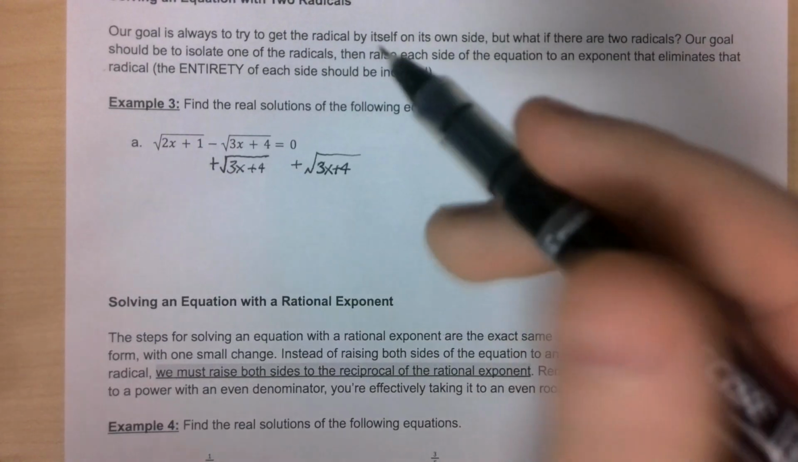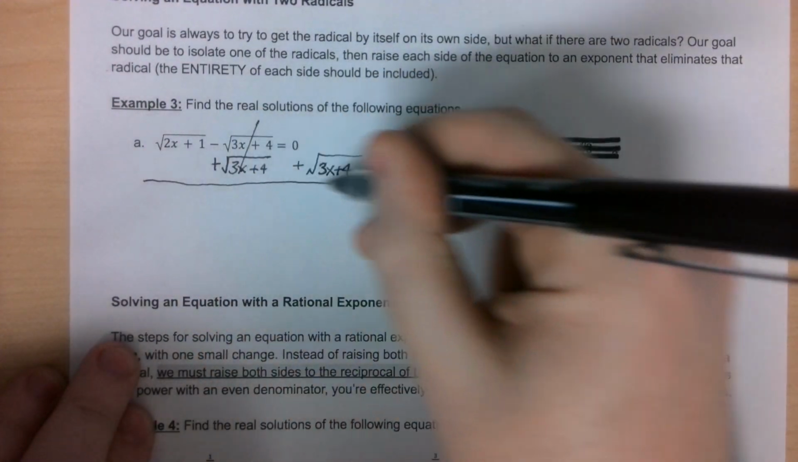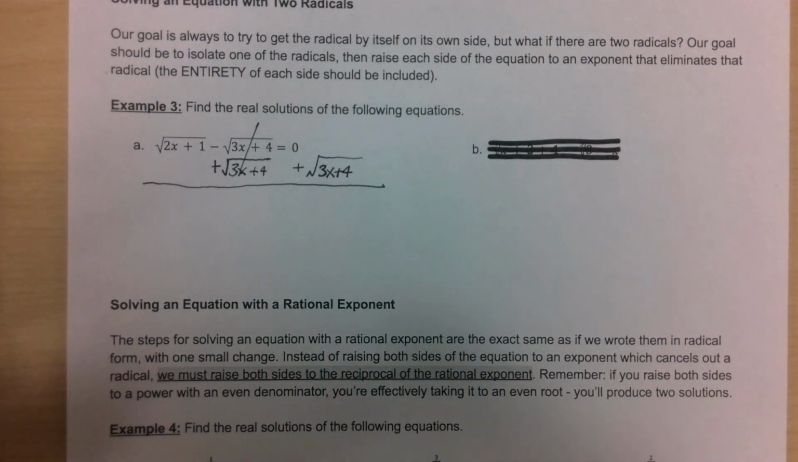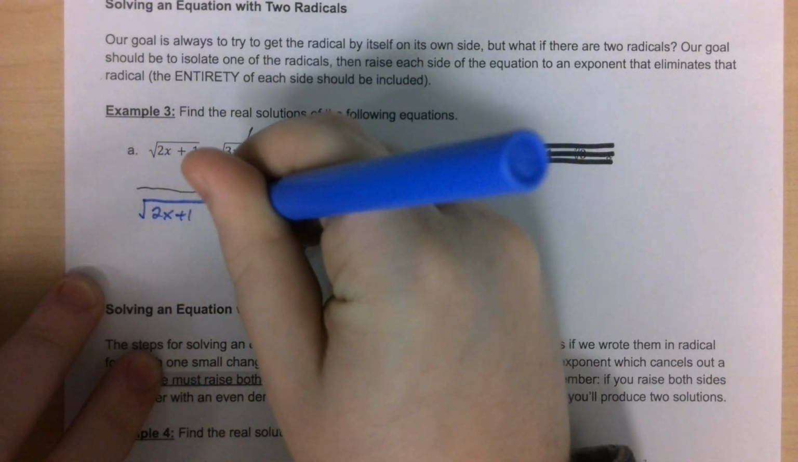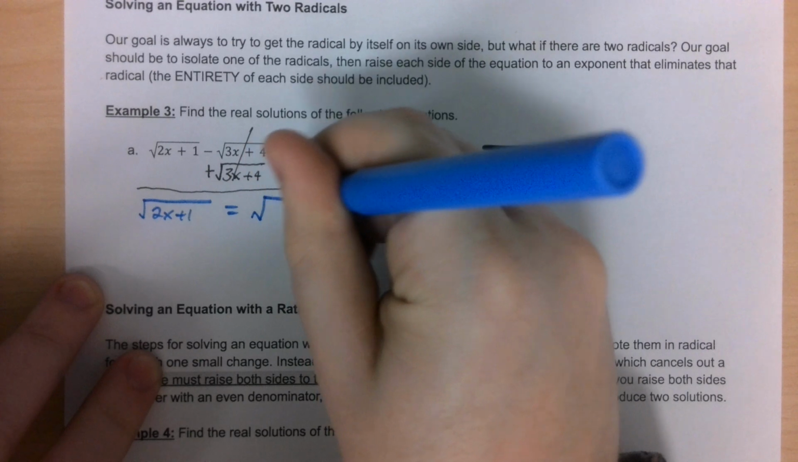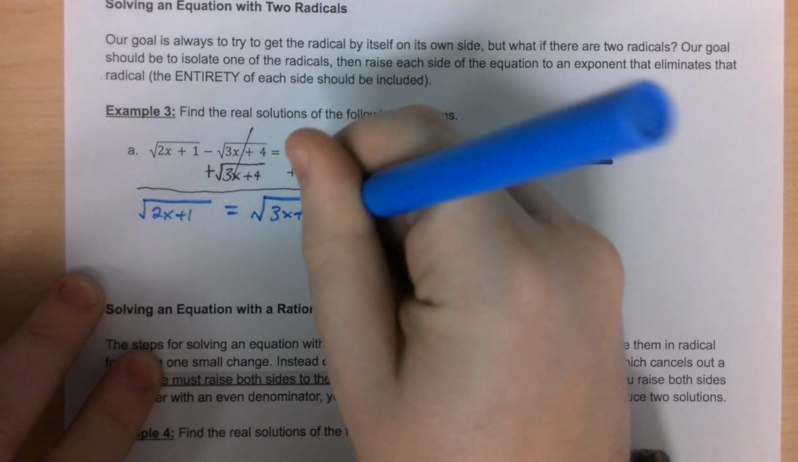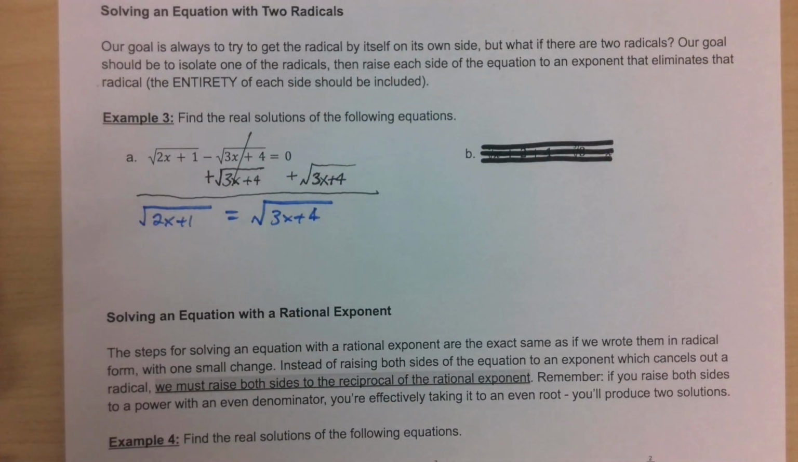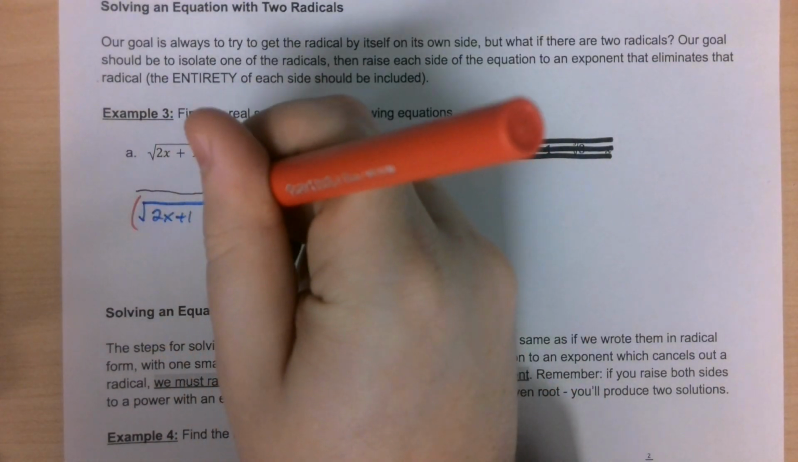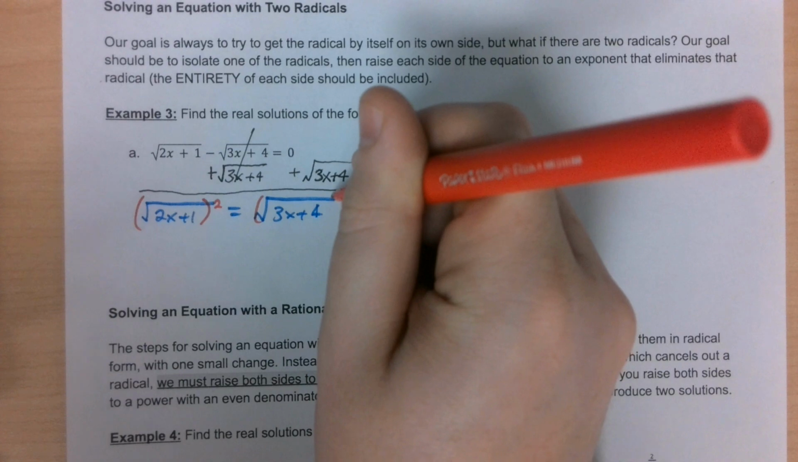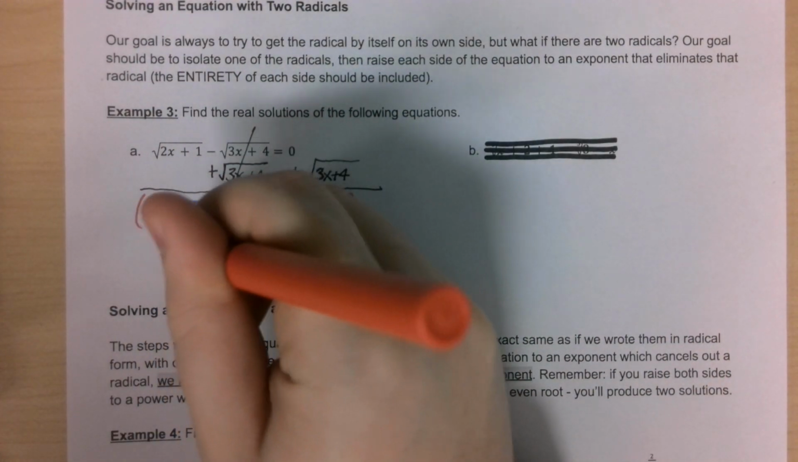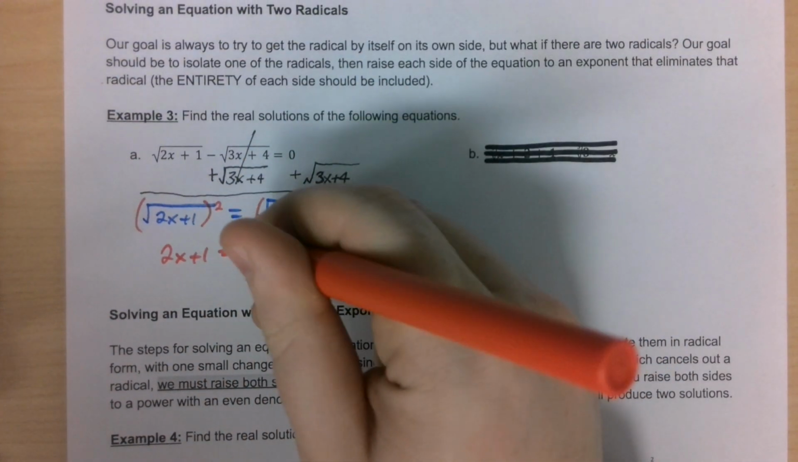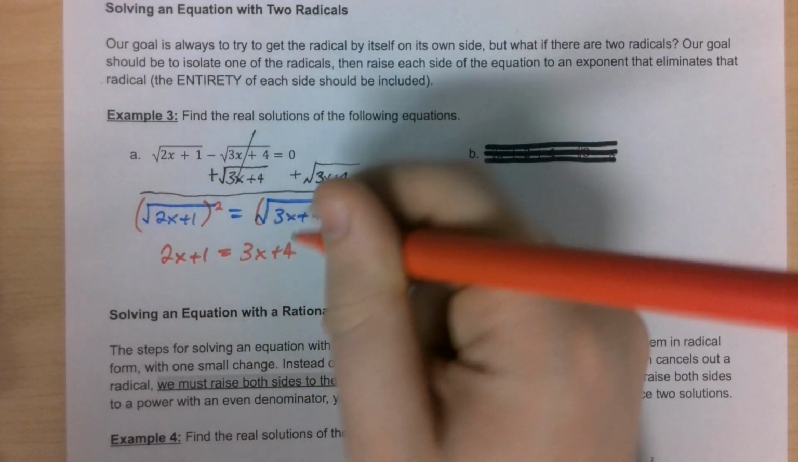These two are going to cancel out because it's negative and positive. And we'd be left with the square root of 2x plus 1 equals the square root of 3x plus 4. And from here, we know how to get rid of these radicals. To get rid of a radical, we square both sides. And luckily, this will actually cancel out both our radicals. We'd just be left with 2x plus 1 equals 3x plus 4.